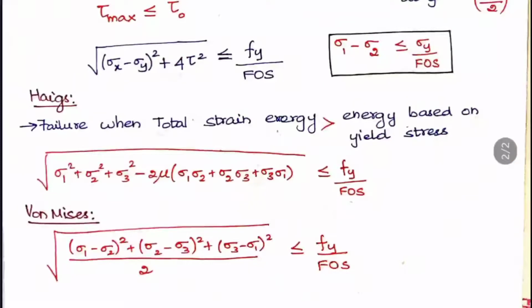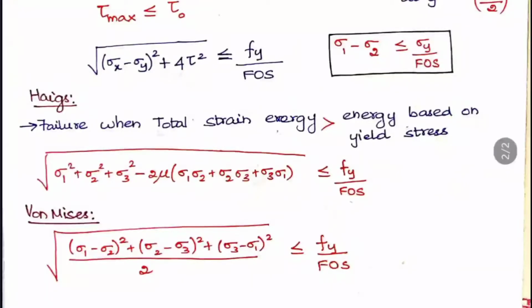And the last one is the von Mises theory. So it is also called the distortion theory. So here the total strain energy is the summation of the volumetric strain energy and the shear strain energy. So only that is considered here. And the condition here is given as root of sigma 1 minus sigma 2 the whole square plus sigma 2 minus sigma 3 the whole square plus sigma 3 minus sigma 1 the whole square, divided by 2, should be less than or equal to Fy by factor of safety.